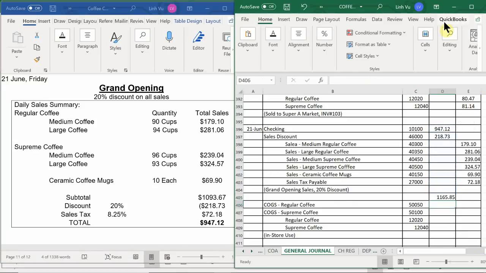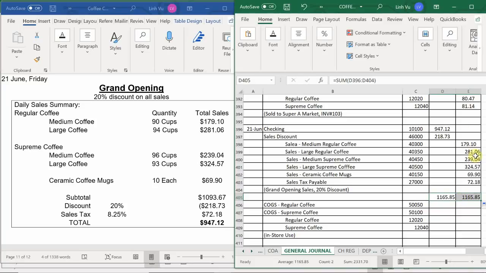Okay, so I have 1165.85, 1165.85. Okay, but hold on. Why do I have that? Let's check the numbers again. So 179.10, 281.06.